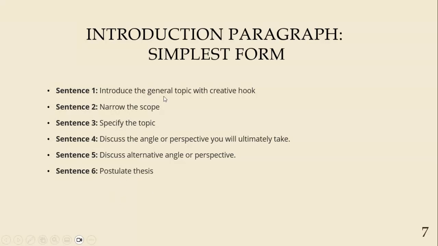So sentence one, this is your hook. This doesn't change. Sentences 2 and 3, this is your contextual building sentences where you start building a backdrop to set your topic against, something that makes sense of it without just jumping right into all the specifics. And then you're going to talk about what perspective you're ultimately going to argue, discuss a rebuttal, so some sort of alternative angle, opposing perspective, and then you're going to postulate your thesis.